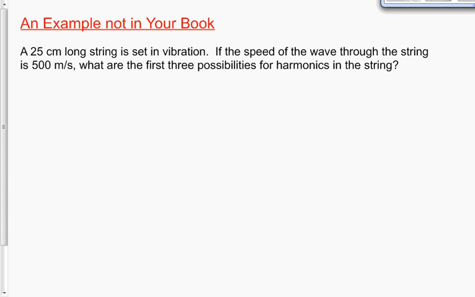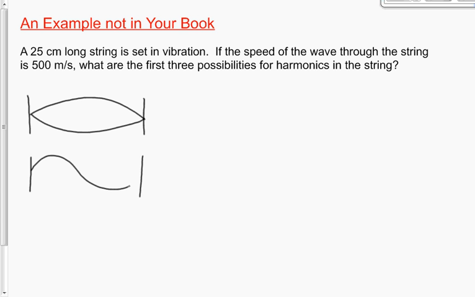Well, there's a couple ways we can tackle this. The first way, and just hold off on writing this down yet, okay? Just wait till you see what I'm doing here, and then you can write. The first way is to draw the first three harmonics. There's the first one. Okay, the second one, remember, had two antinodes. And the third one had three antinodes. So you can do that. That's absolutely fine.